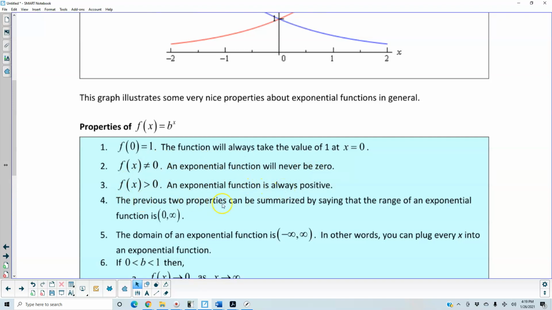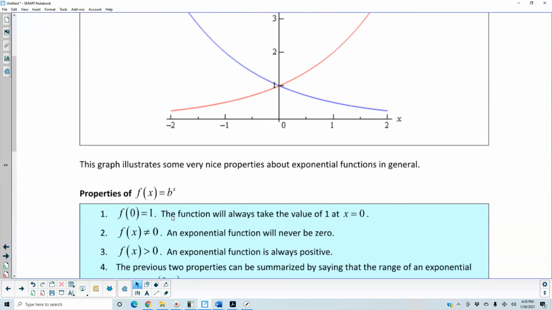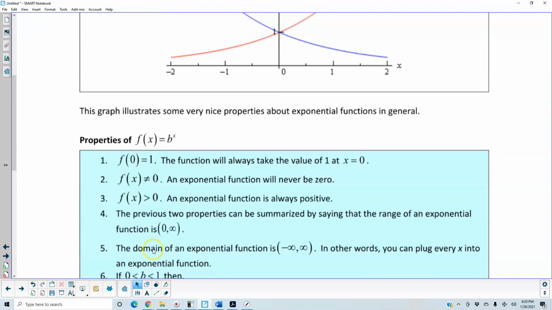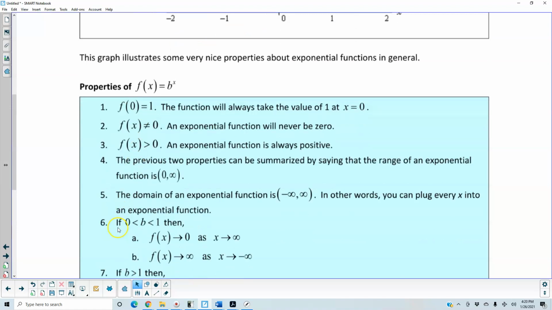Number 4, the previous two properties can be summarized by saying that the range of an exponential function goes from 0 to infinity. So by looking at the graph, it goes from 0 to infinity. Number 5, the domain of an exponential function is negative infinity to positive infinity. In other words, you can plug every x into an exponential function. And now, in part 6, if b is in between 0 and 1, then f of x approaches 0 as x approaches infinity, and f of x approaches infinity as x approaches negative infinity.